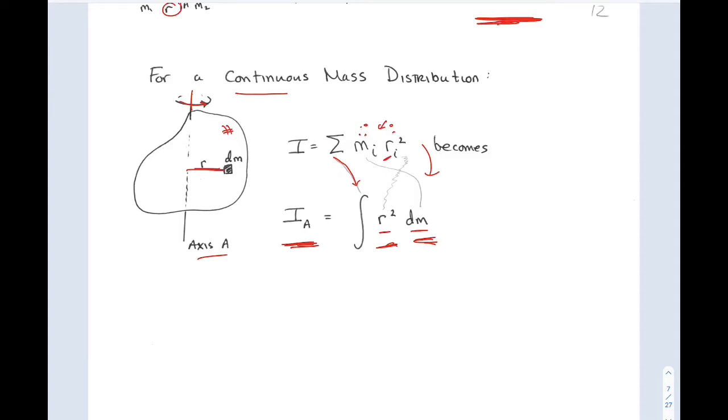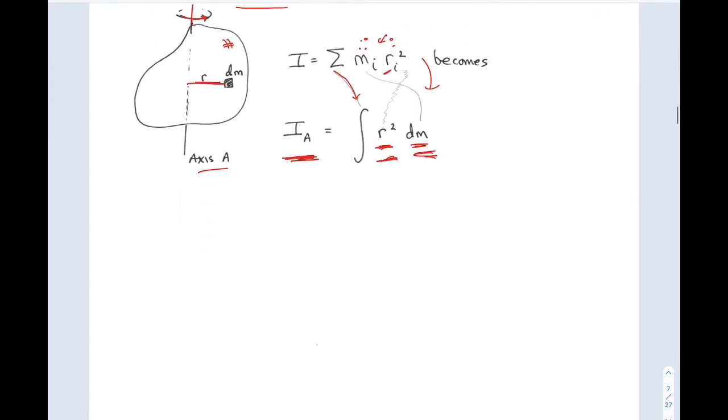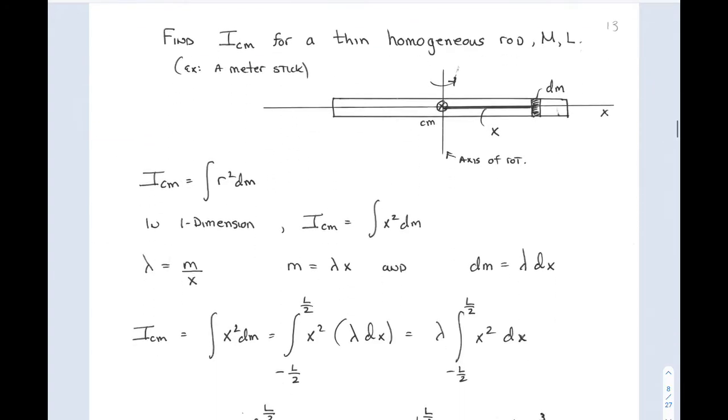Here it is the sum of m r squared. Here I'm integrating r squared over the mass, over m. The mass element is dm. So let's see how you actually use this.